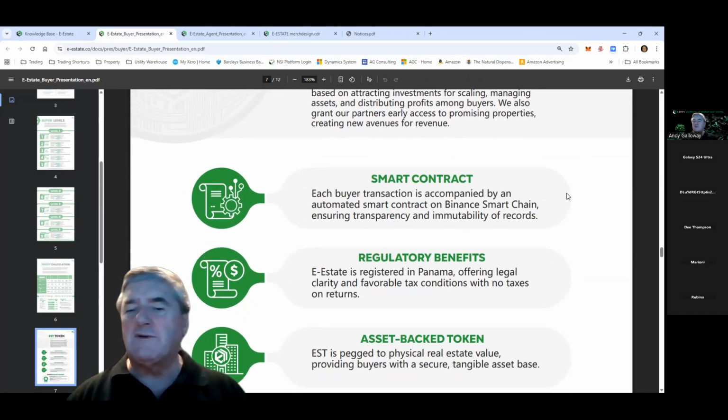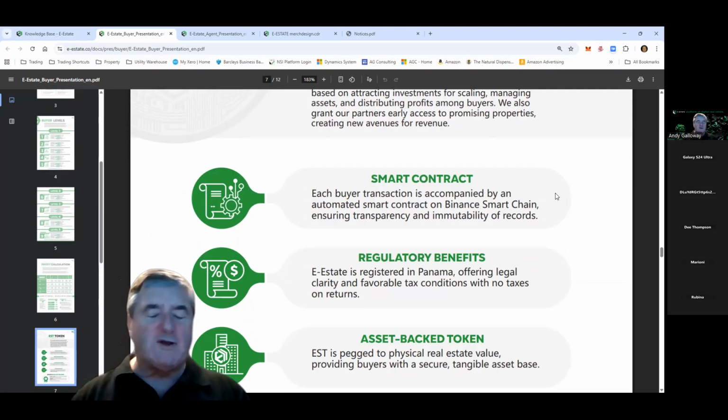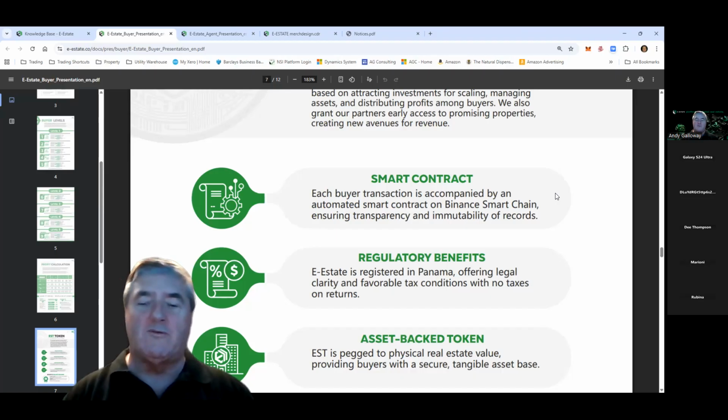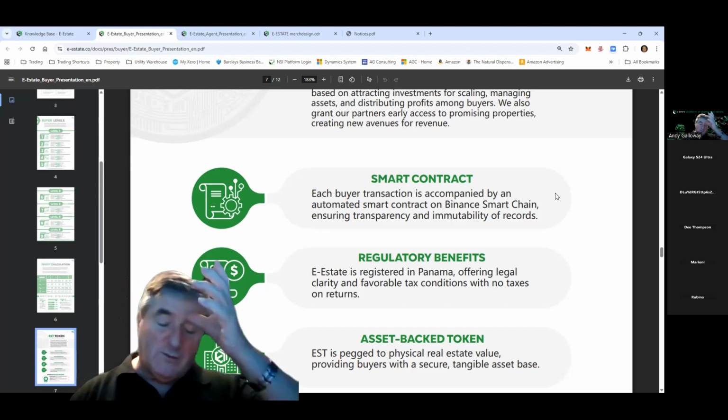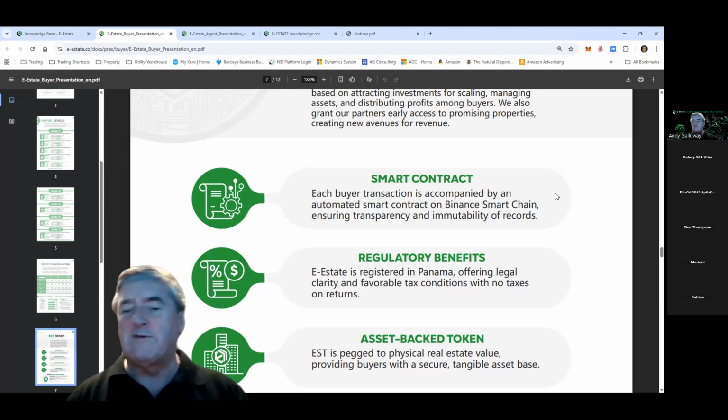E-estate is registered in Panama, so you don't need to be registered as a company. You don't need to do financial filings every year, apart from whatever you do for your own personal tax in your own country, of course. And I can't advise on that. Really, if you wanted to know, you would go to your own tax advisor. But you don't have any of the regulatory challenges with running a real estate business.